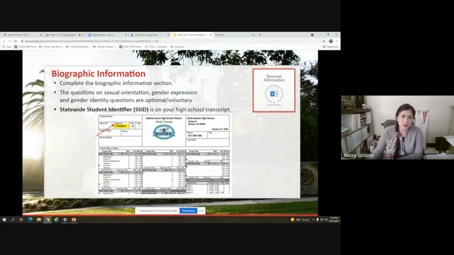In this section, you will also be asked regarding your sexual orientation. This is where you put whether you're male, female, and gender expression. You'll be asked gender identity questions, but if you don't feel comfortable or don't want to answer those questions, it's optional. You can just move on to the next question.